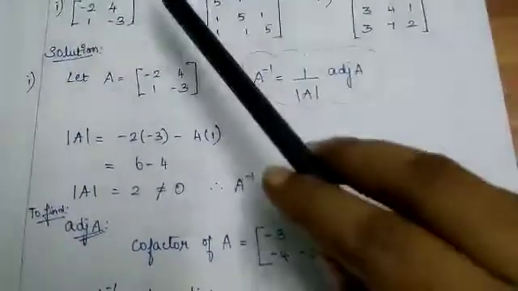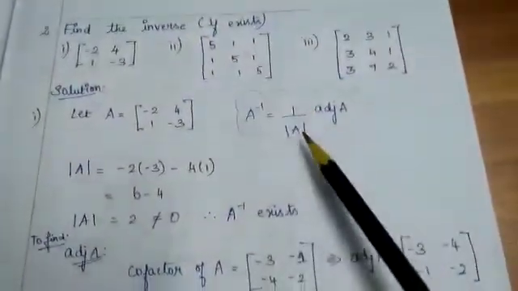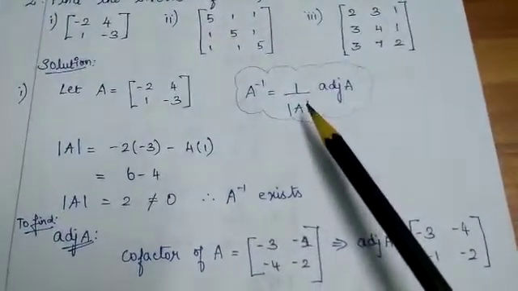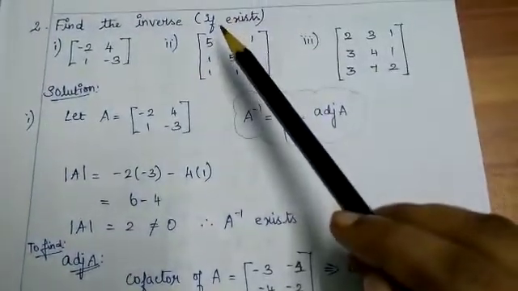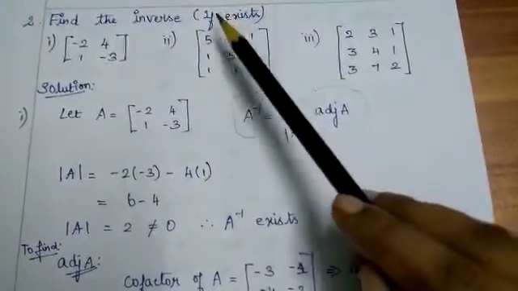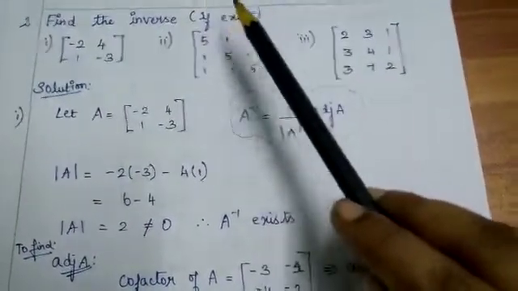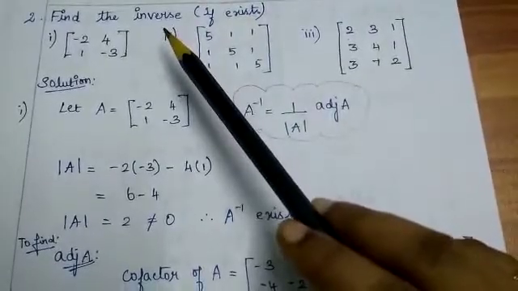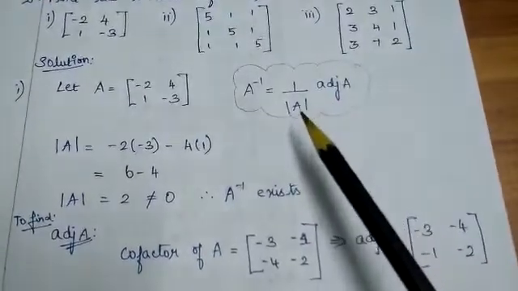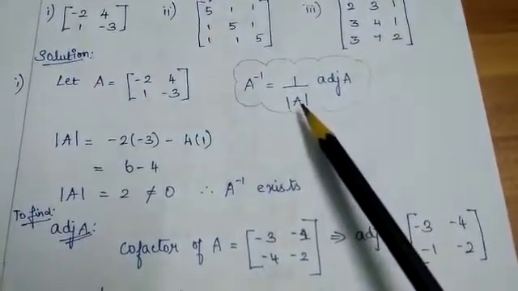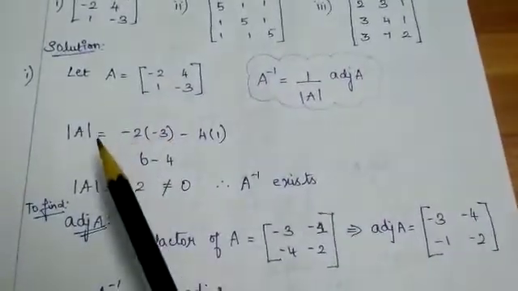For finding inverse, you have to first find the determinant value. In the question, in the bracket they have given "if exist". If it does not exist, you don't want to find the inverse. But if it exists, we have to find the inverse. For that, we need to first find determinant A.